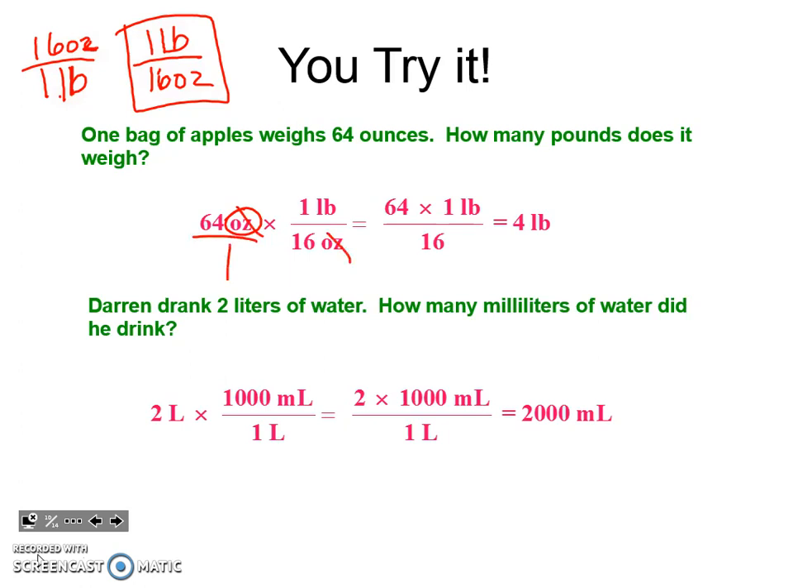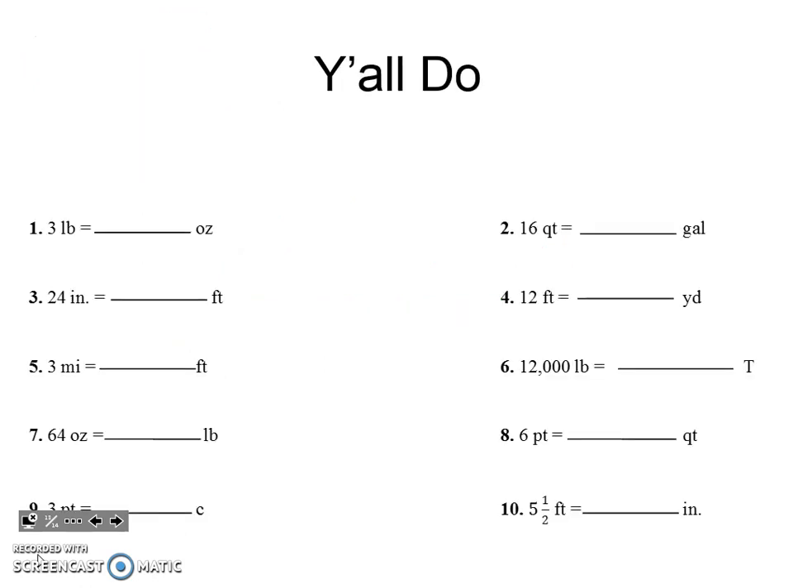64 times 1 is 64. 1 times 16 is 16. 64 divided by 16 gives me 4 pounds. The same with the bottom. Just take a look at it. If you do have a question, just go ahead and write that question down and bring it to me for class, or bring it to your teacher during class.